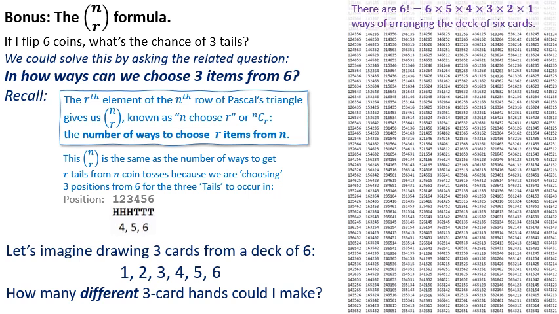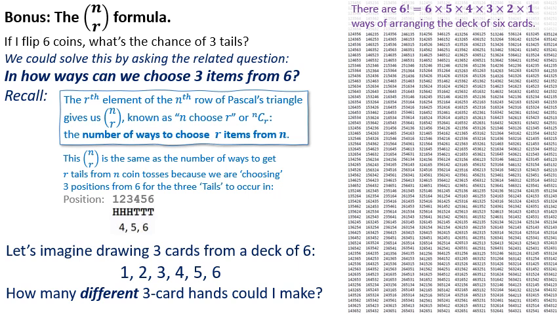What we should have is this, 6 factorial. The factorial notation is just a way of saying I want to multiply this positive integer by every positive integer below it until we get down to 1. 6 times 5 times 4 times 3 times 2 times 1.